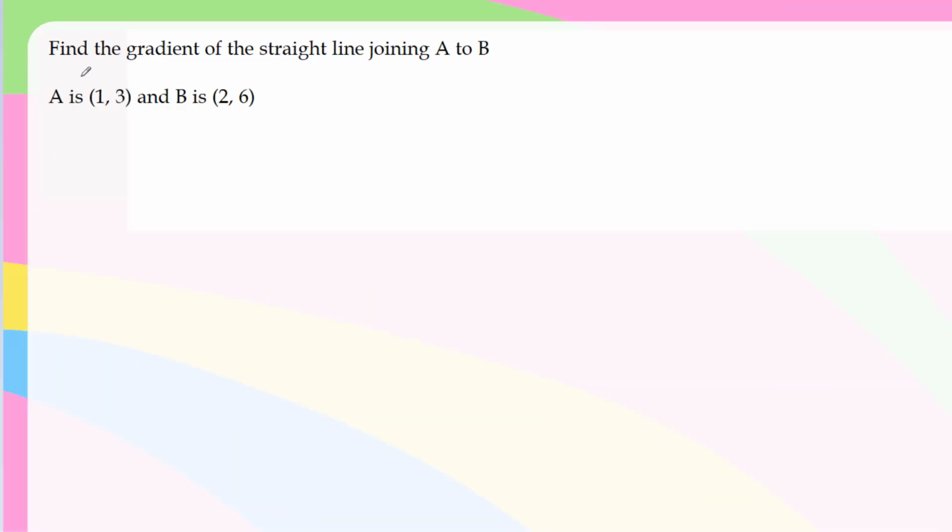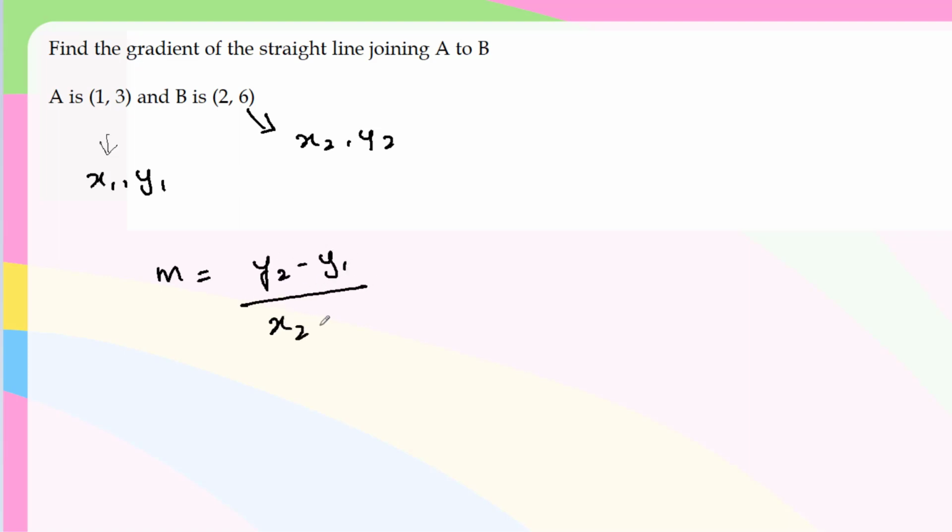You just see this question. Find the gradient of a straight line joining A and B, where A is (1, 3) and B is (2, 6). So in this case, we are going to consider these points as x1, y1 and x2, y2. You can consider any point as x1, y1. I am considering this as x1, y1, and this as x2, y2. So what is the gradient formula? Change in y-axis by change in x-axis. That we'll find using this formula.